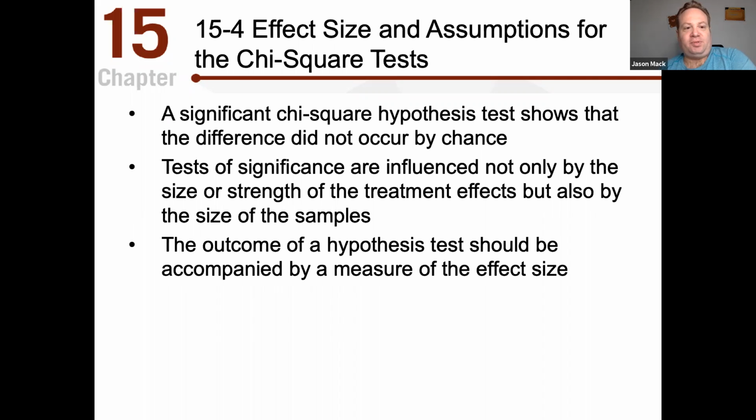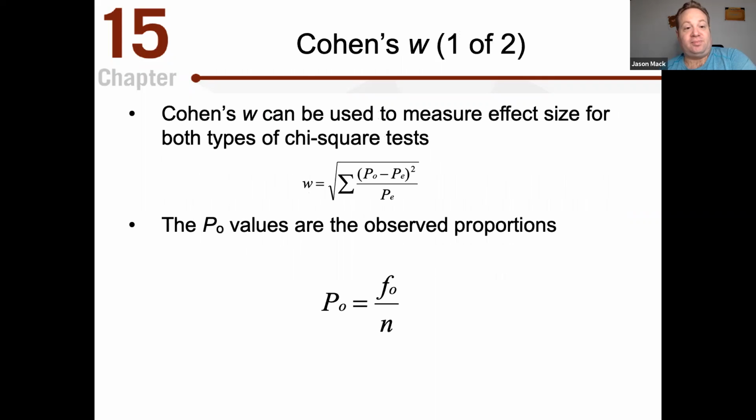Effect size and assumptions for the chi-square test. A significant chi-square hypothesis test shows that the difference did not occur by chance. Tests of significance are influenced not only by the size or strength of the treatment effects, but also by the size of the samples. The outcome of a hypothesis test should be accompanied by a measure of the effect size. We can use Cohen's W. Cohen's W can be used to measure the effect size for both types of chi-square tests. And here is your equation.